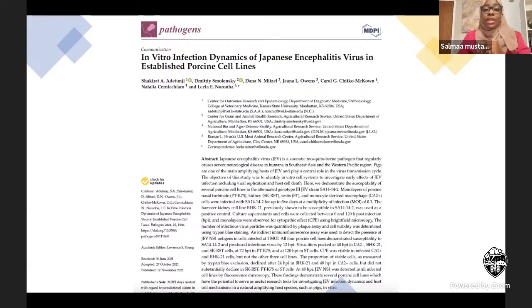So I'm going to talk a little bit about one of the papers that we published using this protocol. It's infection of several porcine cell lines with Japanese encephalitis virus.